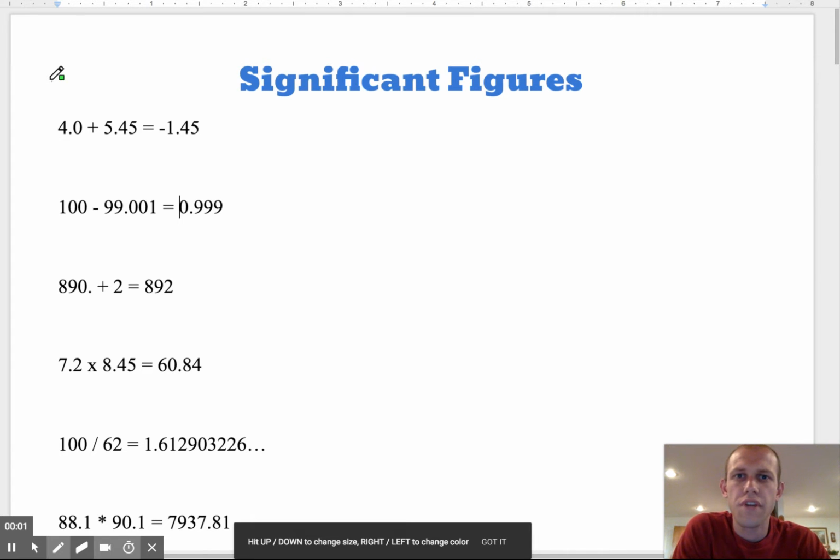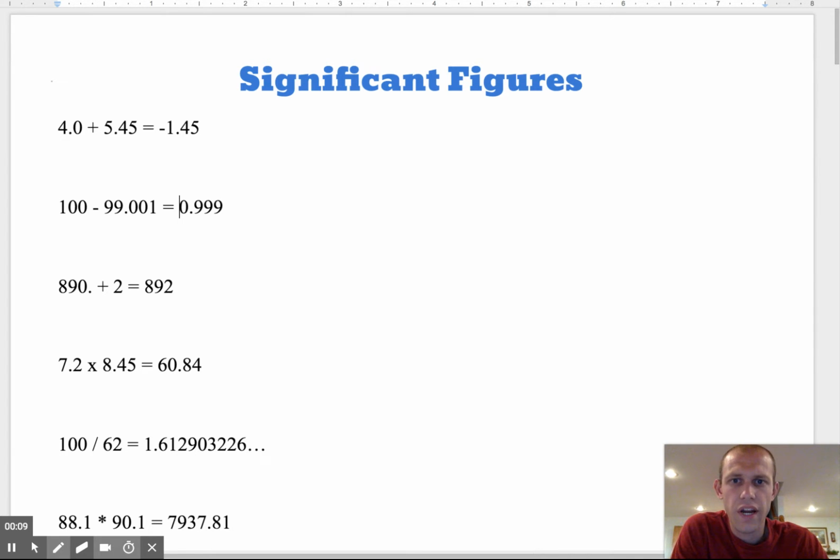Hi everyone, Mr. Neighbor here, and today we're going to talk about how to answer problems in significant figure format. So doing a calculation and writing that answer with the appropriate significant figures.